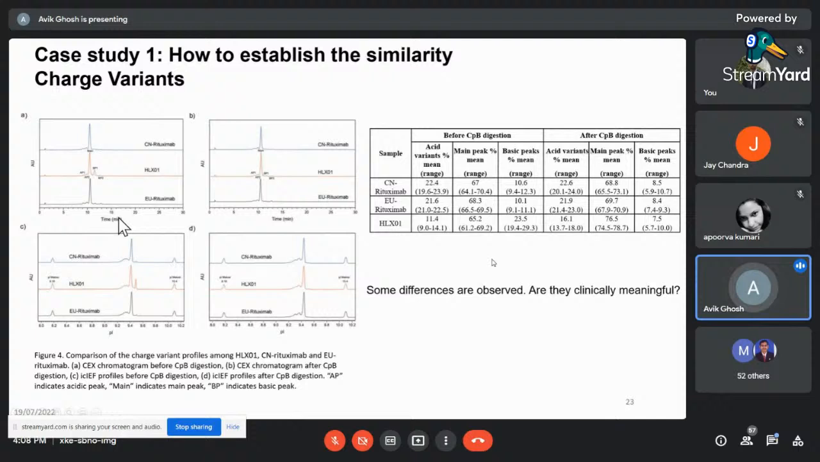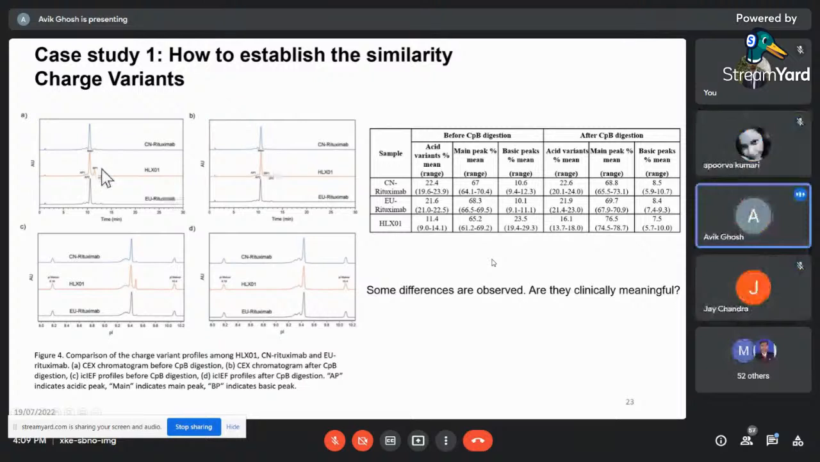Since the C terminal lysine anyway will get cleaved off in the body when it gets injected, this doesn't make any clinically meaningful difference. So that's how it is explained. Here they have shown that once they are treated with CPB, the carboxypeptidase B, the differences are less. They basically say that this difference is because of C-terminal lysine, which is not clinically meaningful, and that they have later shown in the biological assays.